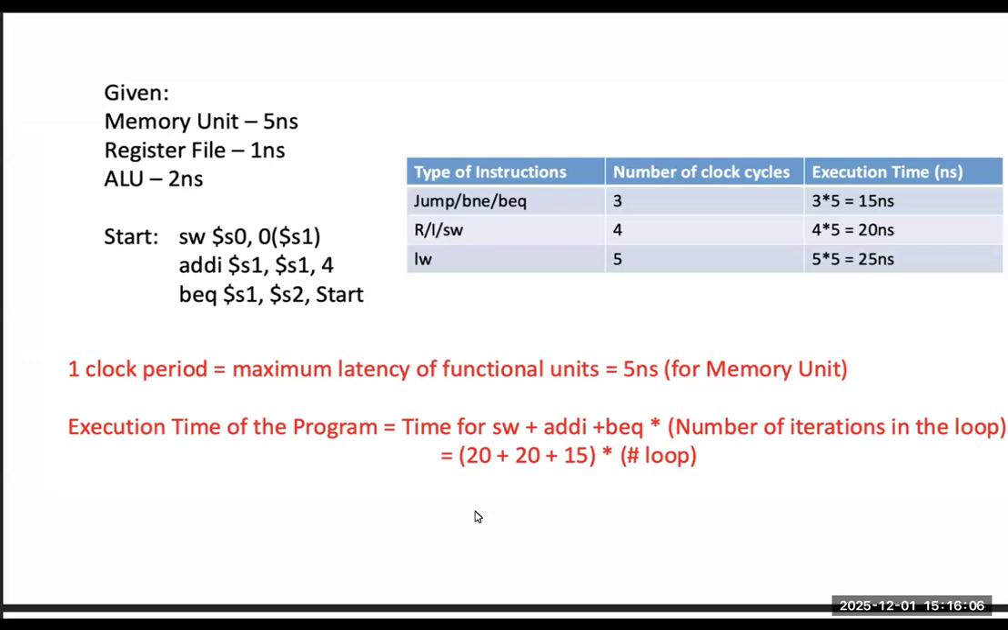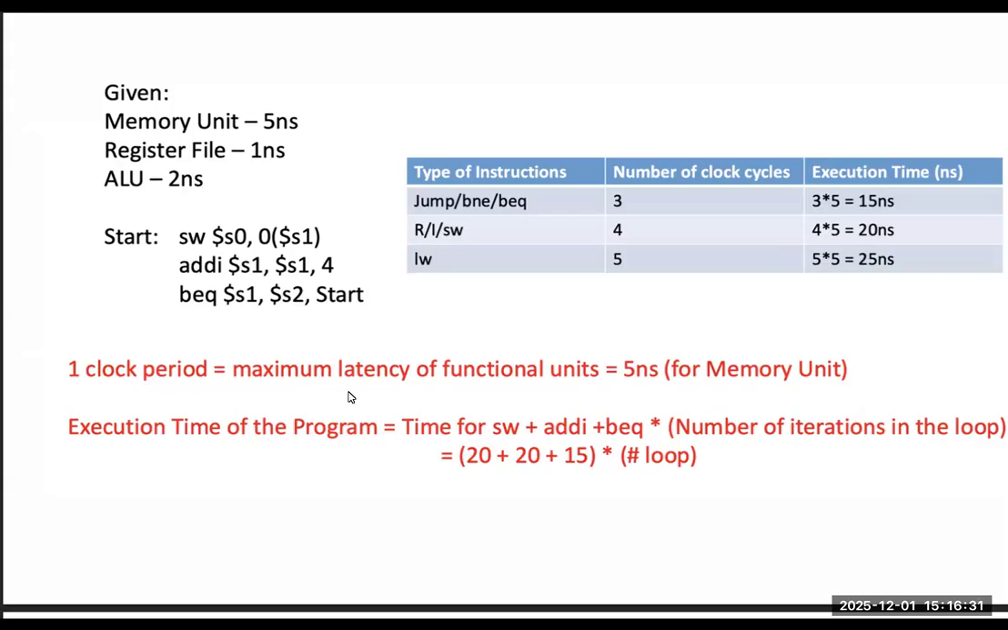The clock period is determined by the slowest component in any single stage. In this case, that's the memory unit at 5 nanoseconds. So one clock period equals 5 nanoseconds. Let's calculate execution time for this program. So we have 4 cycles here, and then 4 cycles again, and then 3 cycles.